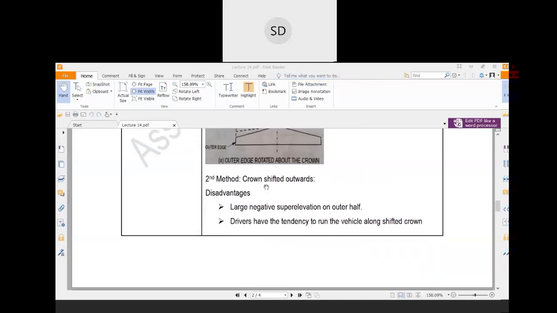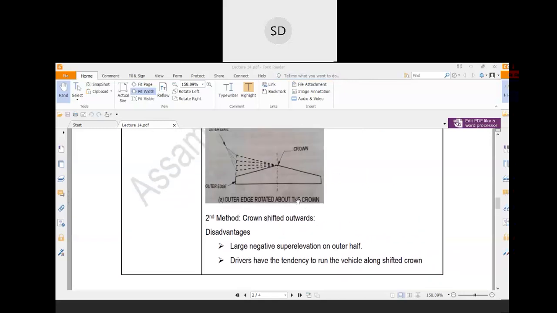Second method is crown shifted outwards. So in such cases this total crown would be shifting in the outward direction. So this total height would be in the outward portion. Okay, and that is your crown, and gradually you will elevate the remaining portion.